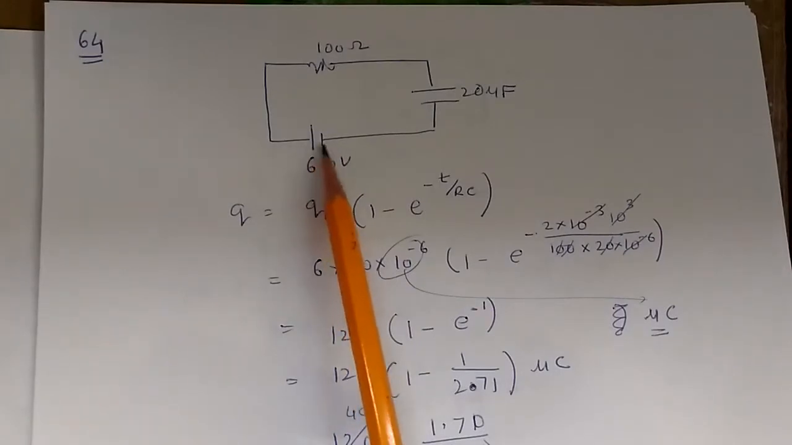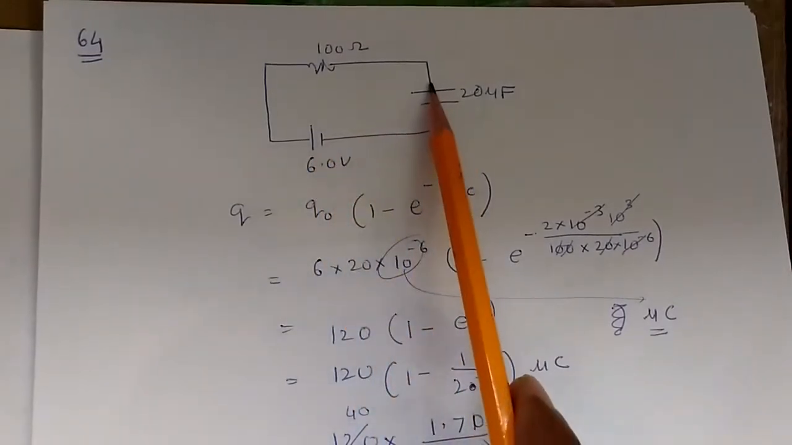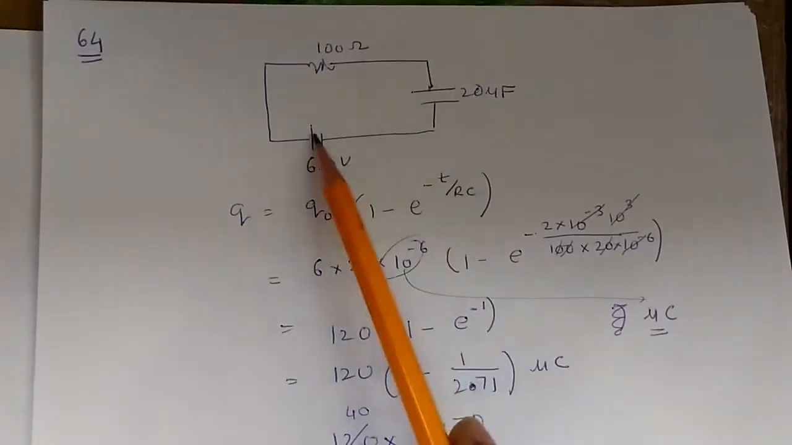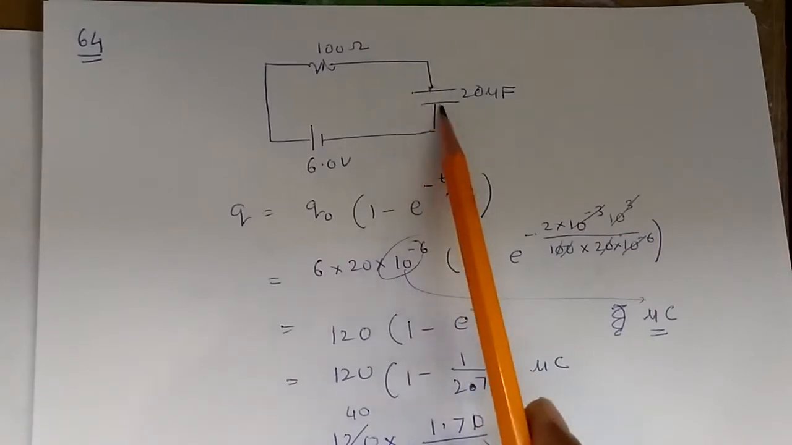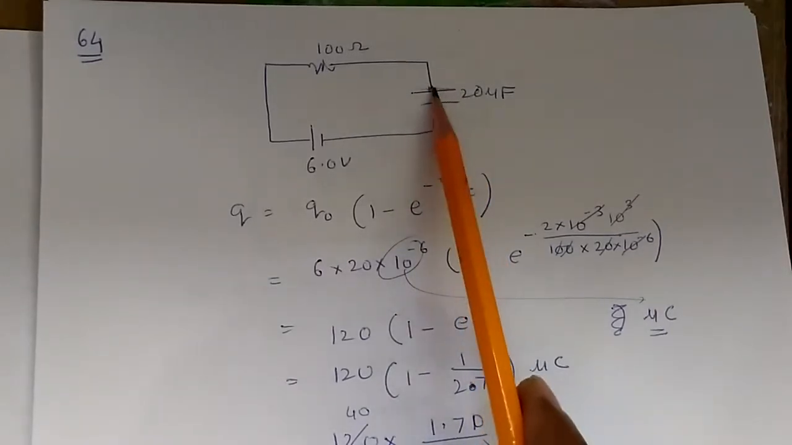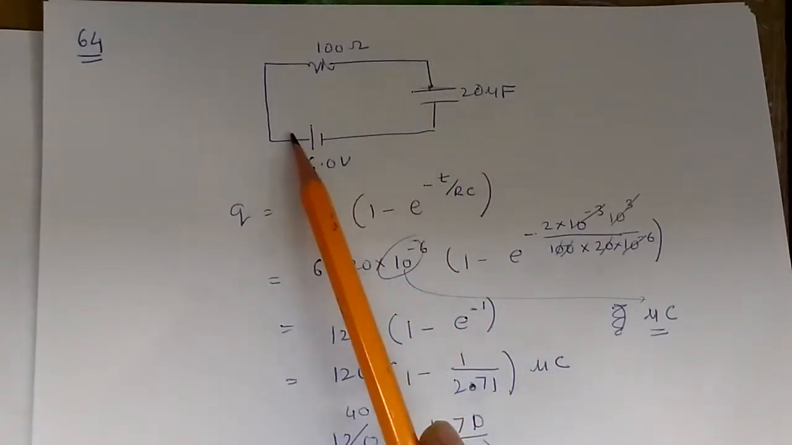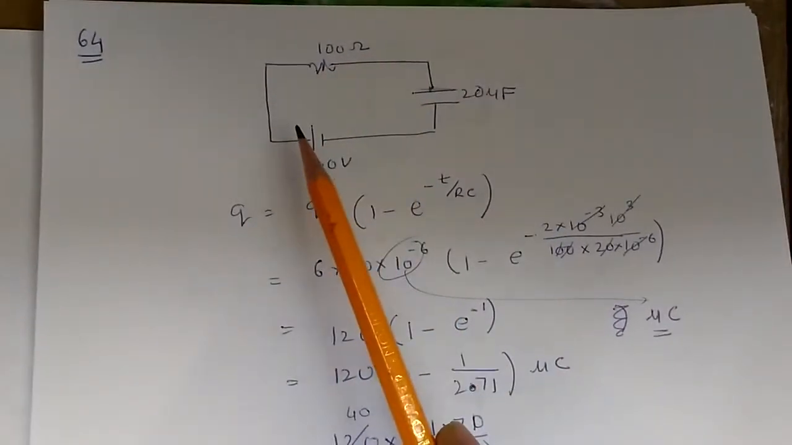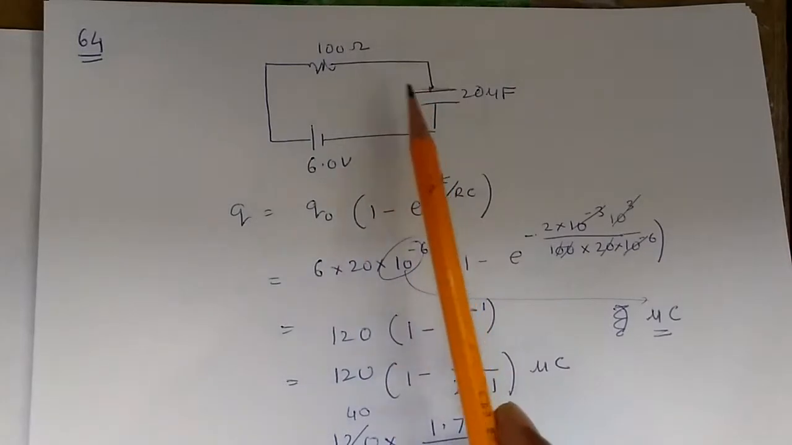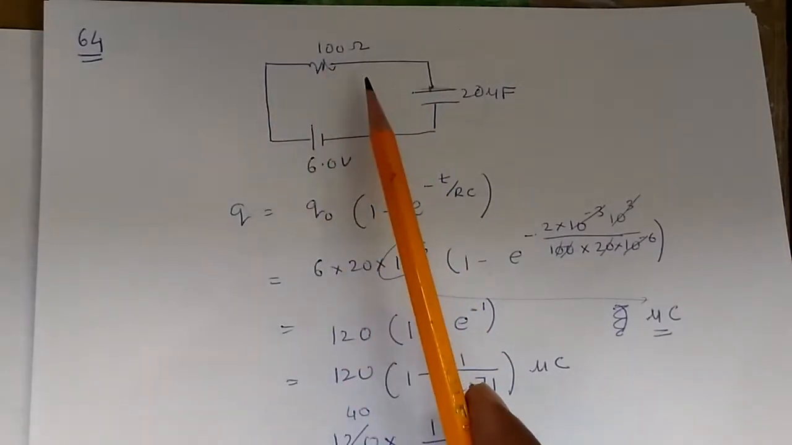Initially the battery is 6 volt, and the voltage across the capacitor is 0 volt. As soon as you connect it, a little current flows, and let's say the charge on it increases, and as a result this voltage becomes 1 volt. So the voltage across this resistor will reduce, and the flow of charge will reduce because the current reduces.